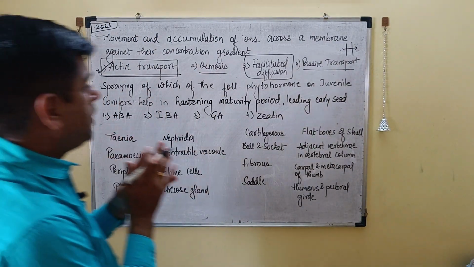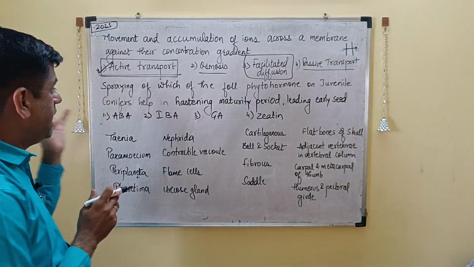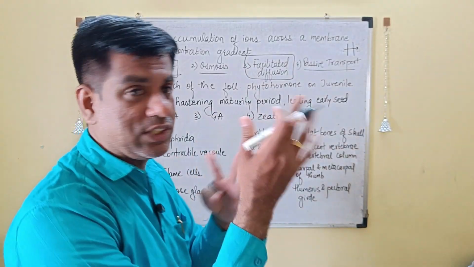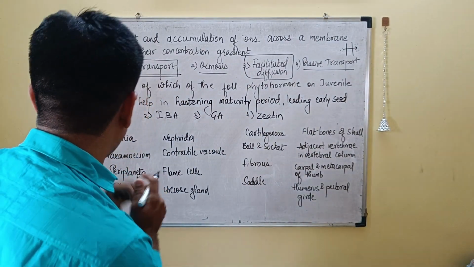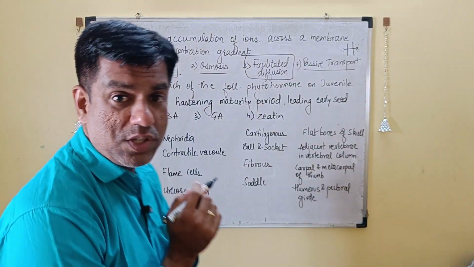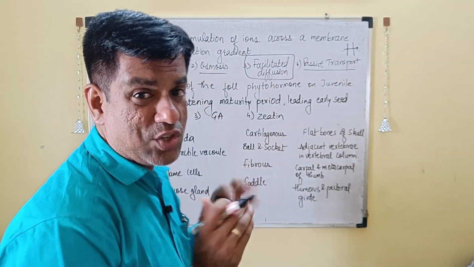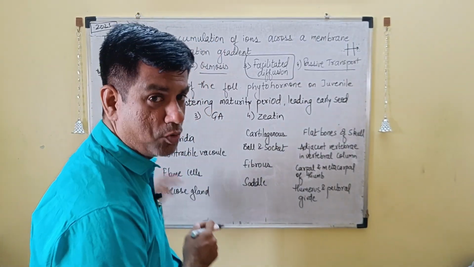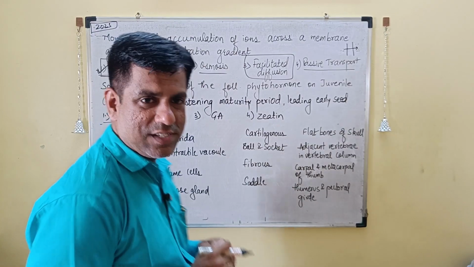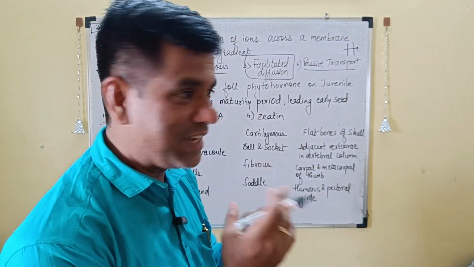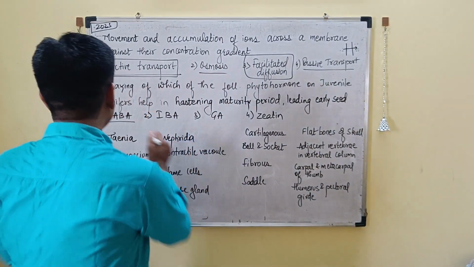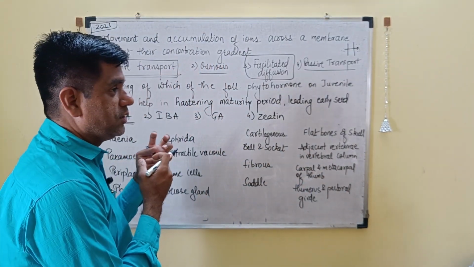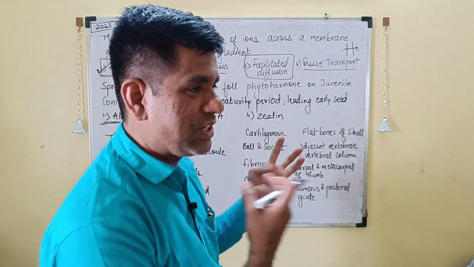Spraying of which of the following phytohormones on juvenile conifers helps in hastening the maturity period, leading to early seed production? ABA is a growth inhibitor, so it's not going to do that. It is a stress hormone, produced when the plant is under stress. You can watch some of my other videos on other channels where I talk about stress management. Anyways, ABA is a stress hormone for the plant. We know it's produced when the plant is under water stress or light stress, to survive those periods.